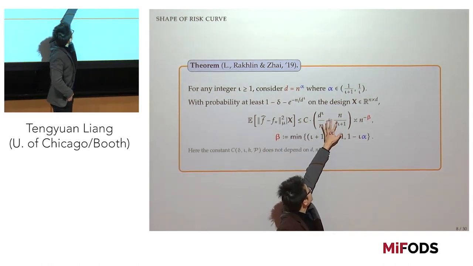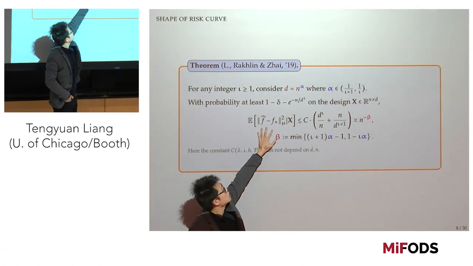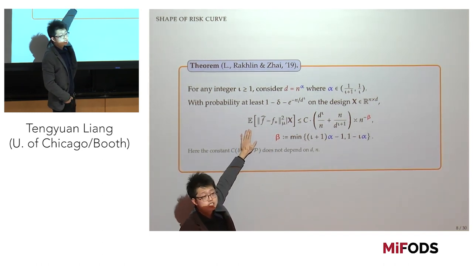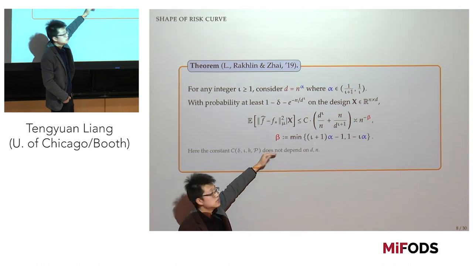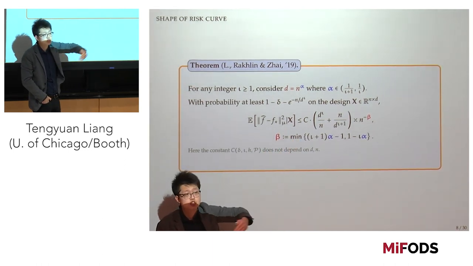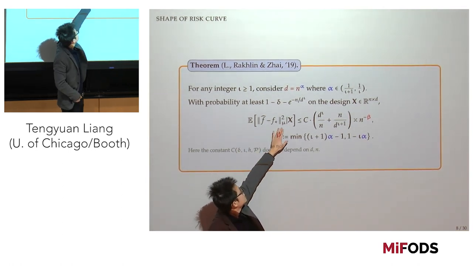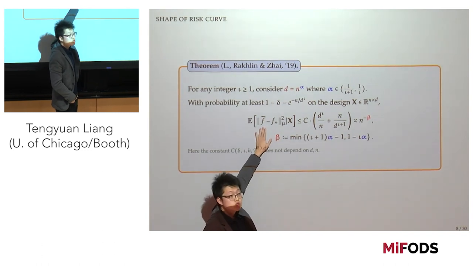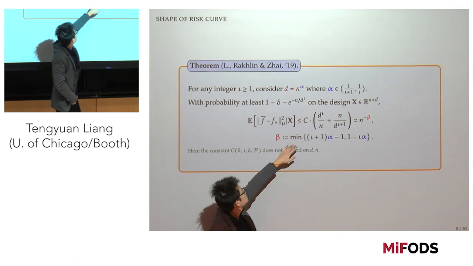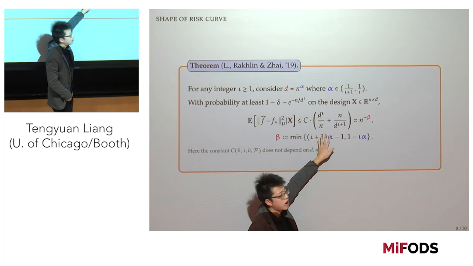With high probability on the design matrix, if you look at the risk. Here the expectation is taken over anything but the design. So X is a design matrix, X is n by d. The design matrix is the data matrix. We showed that the L2 norm between the min norm interpolated solution and the truth, conditioned on the data, is upper bounded by this specific form. Okay, this is a little bit hard to parse.